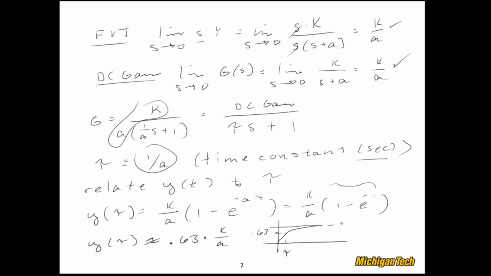So now I can get k over a from the final value, my numerator of my transfer function, and I can get tau, basically the pole location of that first order system. It's a wonderful result. Now, let's do one more thing before we jump into MATLAB.